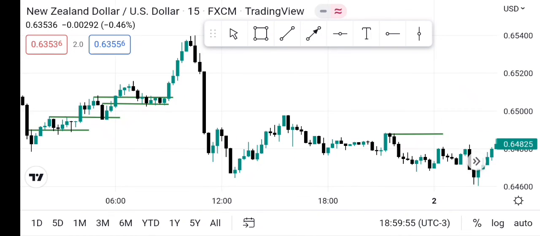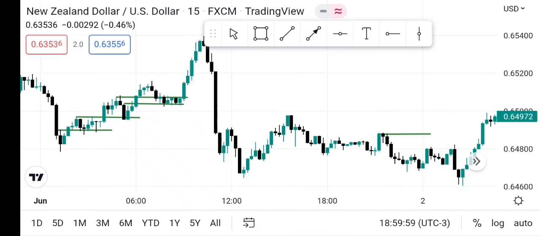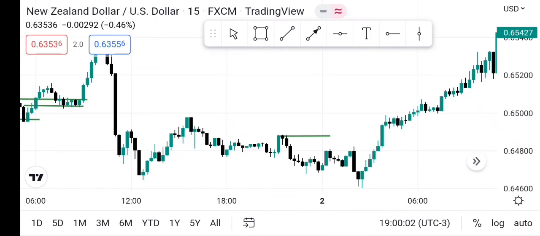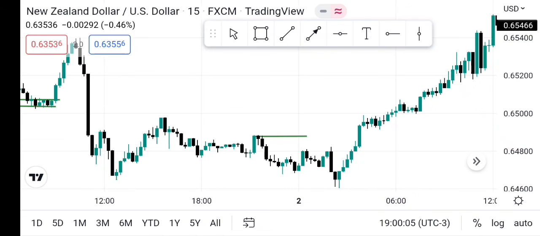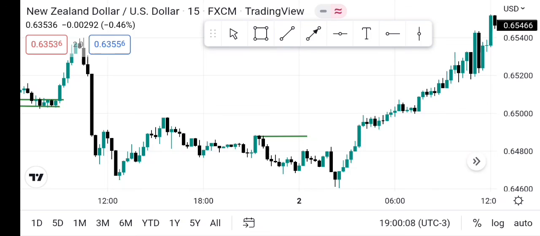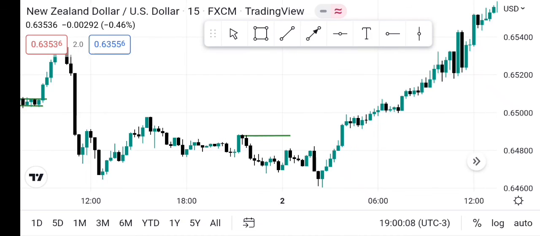Let's see if we can do a few more examples. From here, the market just started going higher, higher, higher, and higher.